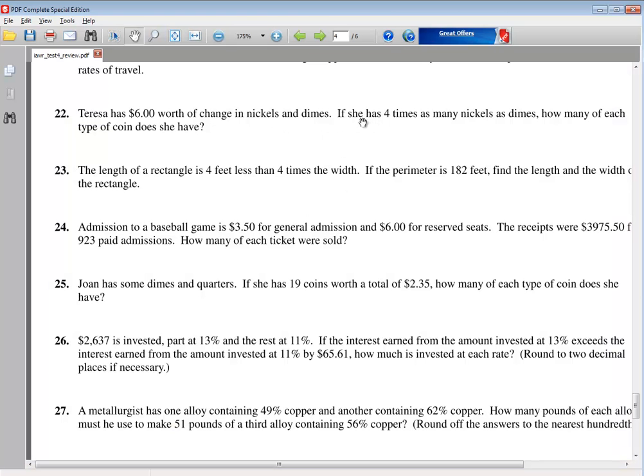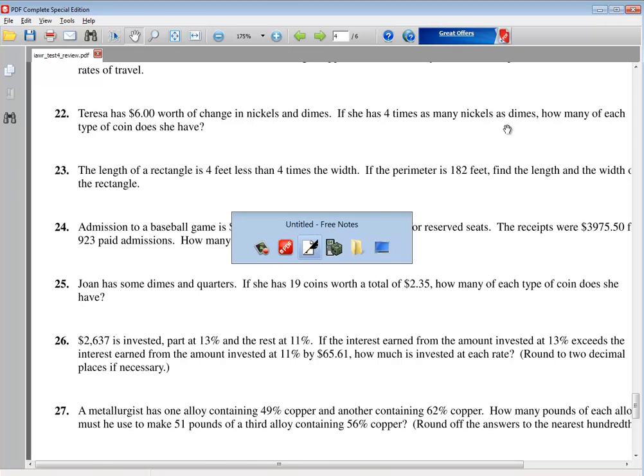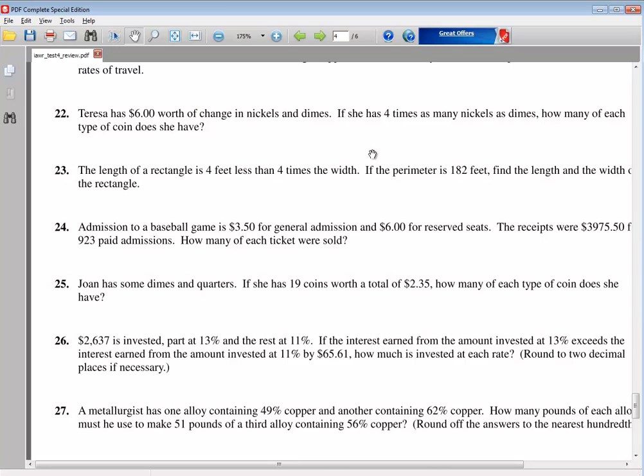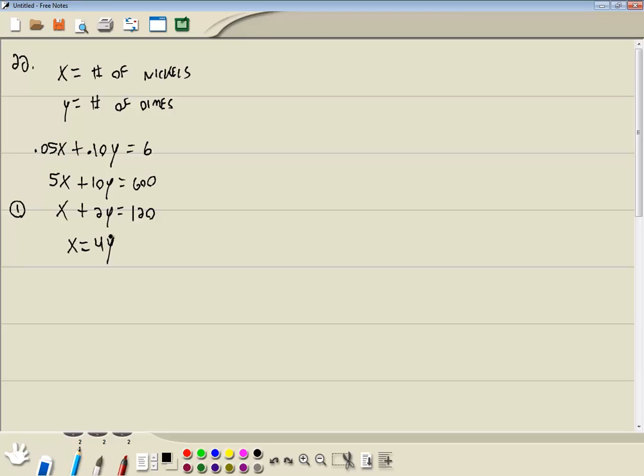Let's look for our second equation. If she has 4 times as many nickels as dimes, 4 times as many nickels, so we've got more nickels. So nickels, which is x, is going to equal 4y. Let's think about that. 4 times as many nickels as dimes. If it has 10 dimes, then 4 times that is 40 nickels. So that makes sense for the setup. So that's our second equation.